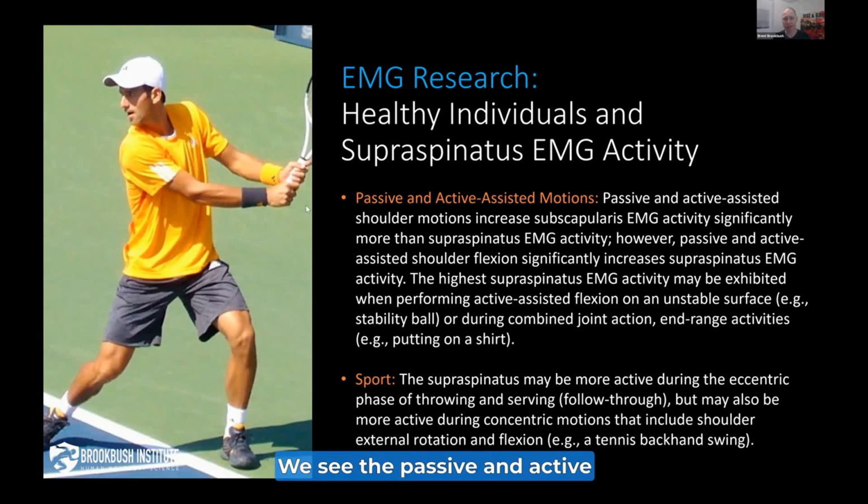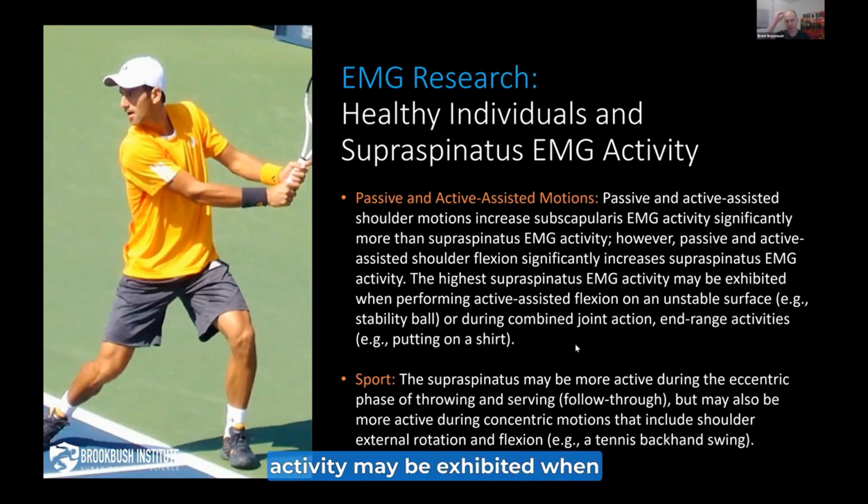So you see the passive and active assisted shoulder motions increase subscapularis EMG activity significantly more than supraspinatus EMG activity. So that's kind of a good thing to know. If, for example, the subscapularis was intact prior to surgery, you're probably in a safer realm with these passive and active assisted ranges of motion. Now, if you have a subscapularis tear, that could be a problem. However, passive and active assisted shoulder flexion significantly increases supraspinatus EMG activity. All right, so that is something to keep in mind.